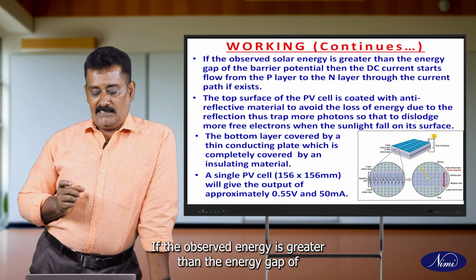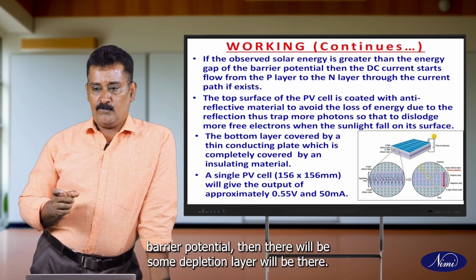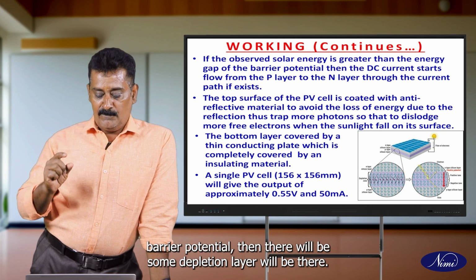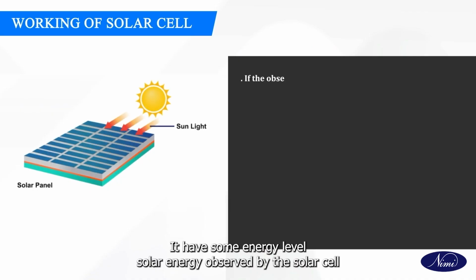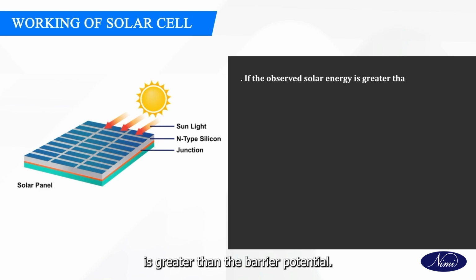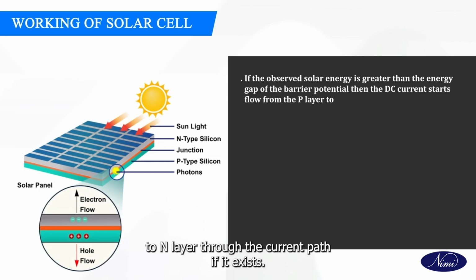This happens if the absorbed energy is greater than the energy gap of the barrier potential. The depletion layer has some energy level. When the solar energy absorbed by the solar cell is greater than the barrier potential, then DC current starts to flow from the P layer to the N layer through the current path, if one exists.